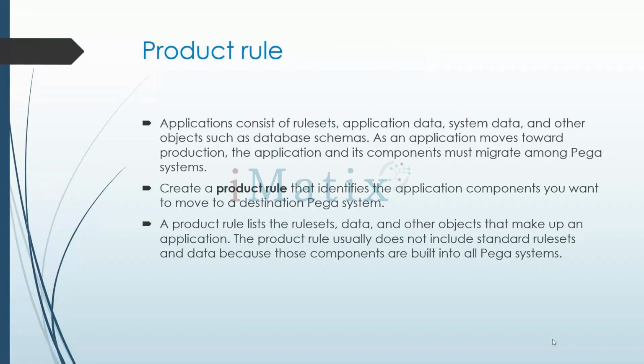Let's assume you are doing it for the very first time. Obviously, you have to move the entire application. Every rule, every data has to be moved across. Your product rule is going to consist of all the rulesets of your application and all the application data, be it your field values or whatever data there is. All that has to be moved, and database schemas, the tables, all of these also have to be moved across. Everything is bundled and put together in a product rule. This product rule has to be imported and exported across the environments.